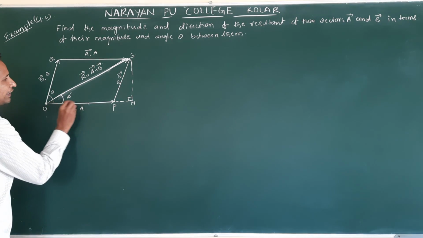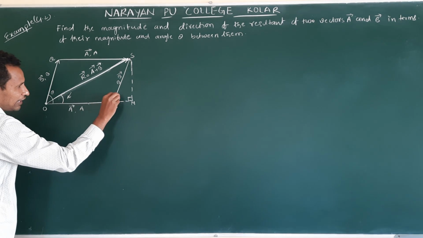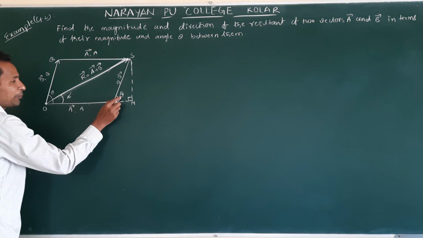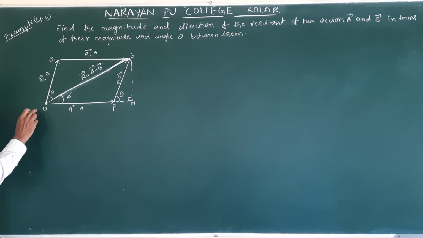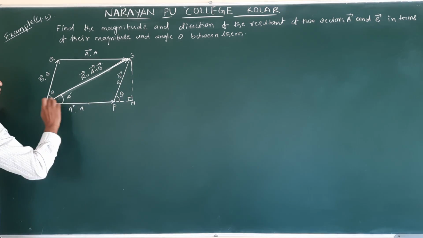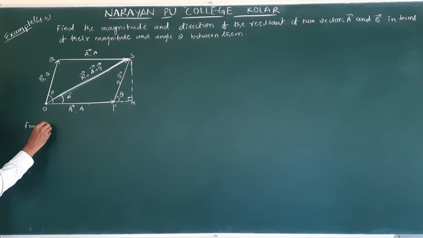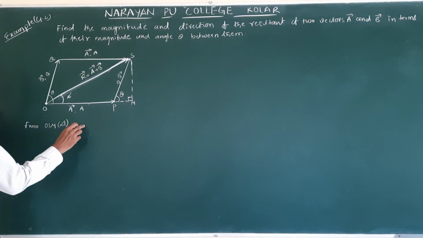Now see, this line we extended and this is parallel to B. Then with the horizontal this angle remains the same. Whatever the angle is there, the same angle will be subtended here. Understand? Now what we have done is we made one right angle triangle, OSM. This is a right angle triangle. Then how do we write?